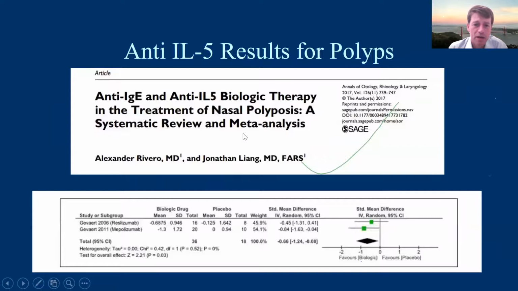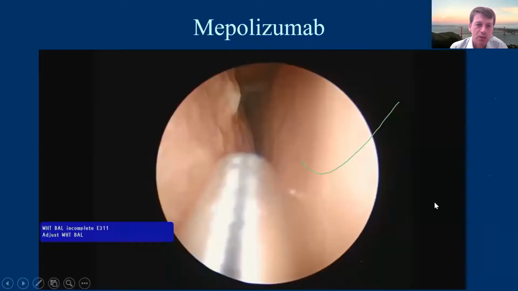In the same meta-analysis, again, we can see very small study or very small patient numbers in the studies, but they do notice a statistically significant improvement in the polyp score.